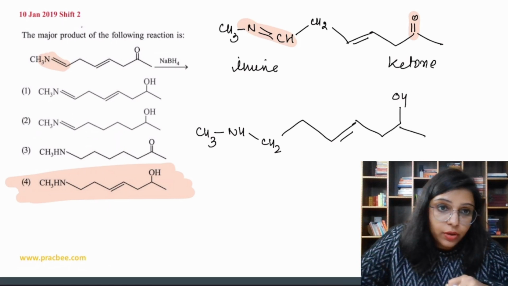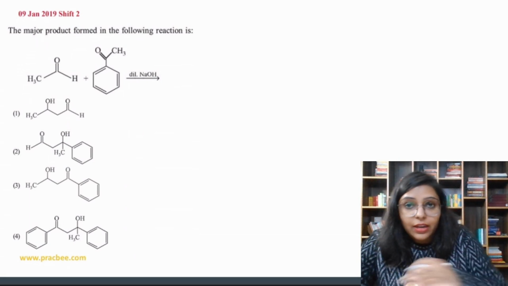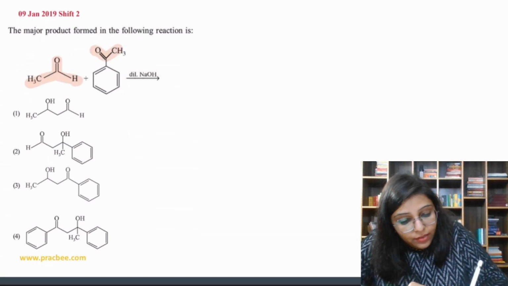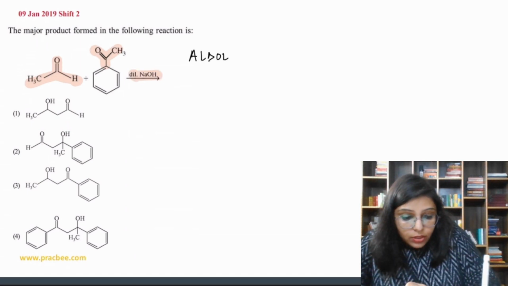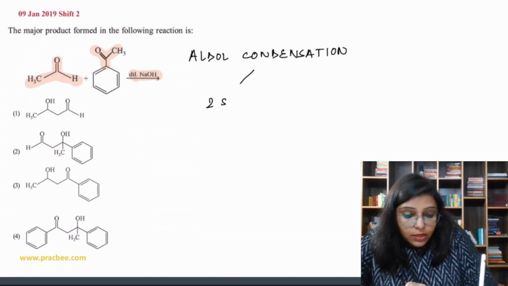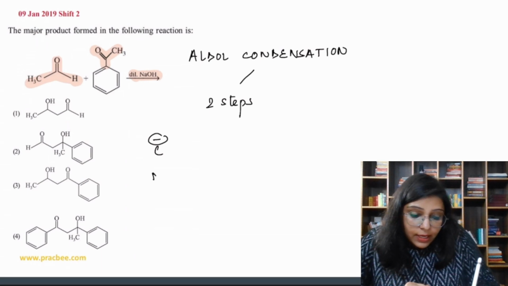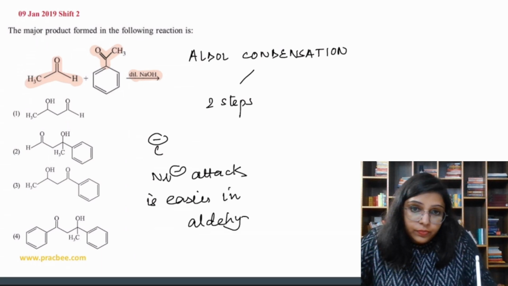So reagents are very important in organic chemistry, and also in aldehydes, ketones and carboxylic acids. Okay. Now see, we have aldehyde and ketone. Here we have aldehyde and here we have ketone. Dilute NaOH. It means we have to do aldol condensation. In aldol condensation, we have two steps. First, generation of carbanion, and second is nucleophilic attack. So nucleophilic attack is easier in aldehyde.